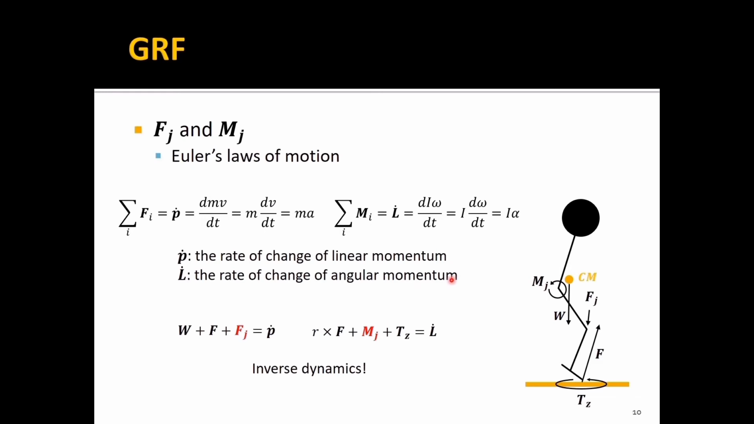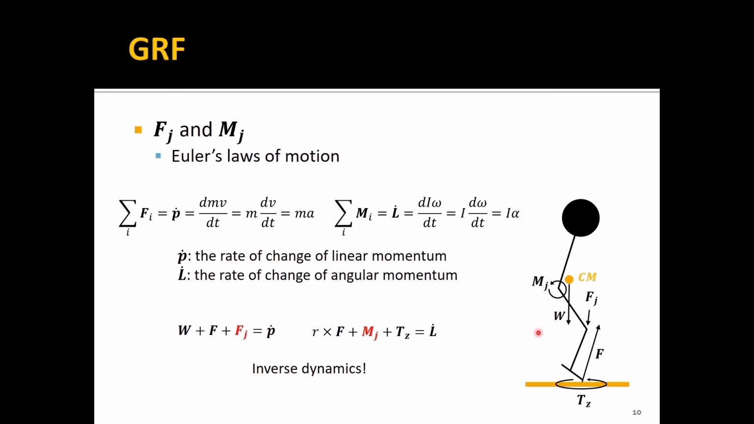According to Euler's laws of motion, the sum of the forces acting on the body is equal to the rate of change of linear momentum. And this rate of change of linear momentum is equal to ma, because the time derivative of linear momentum is ma. And also, the sum of the moments acting on the body is equal to the rate of change of angular momentum. And this rate of change of angular momentum is equal to the moment of inertia times angular acceleration, because the time derivative of angular momentum is I times angular acceleration.